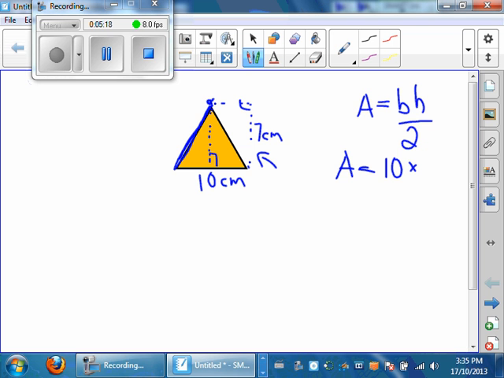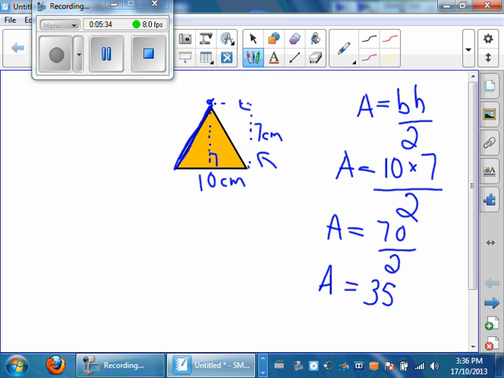So now what we're going to do is take that and say, well, our height is 7 centimeters, and to finish off our formula, we have to divide that by 2. So therefore, 70 divided by 2 is going to give us our area, and 70 divided by 2 is 35. In this case we're dealing with centimeters, and we need to make sure that we indicate that it is in fact 35 centimeters squared.